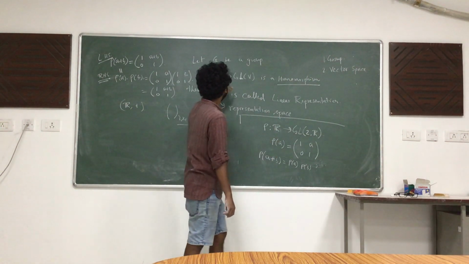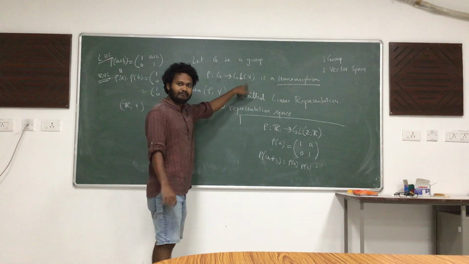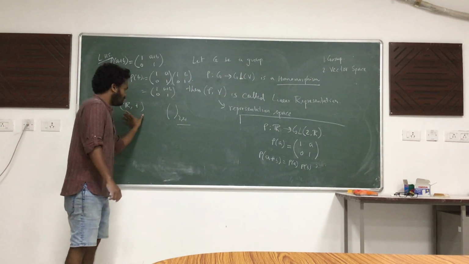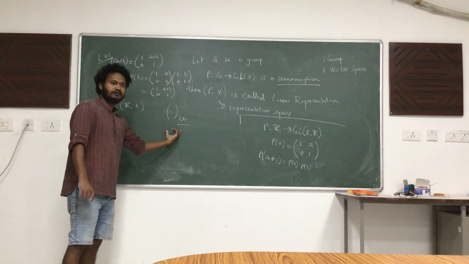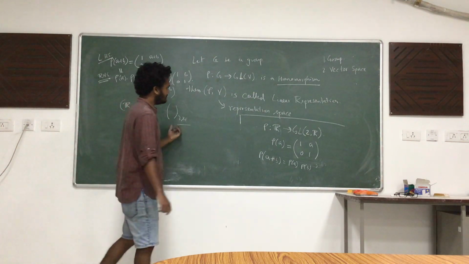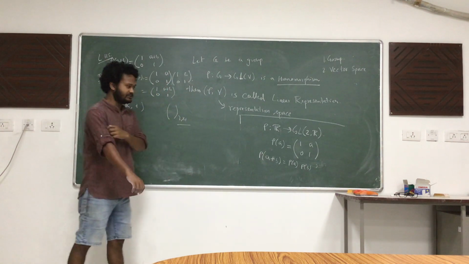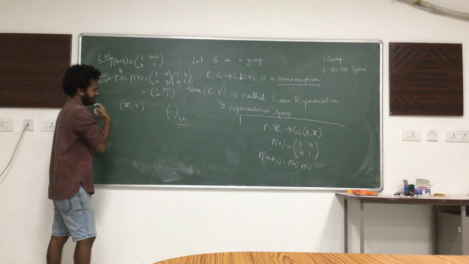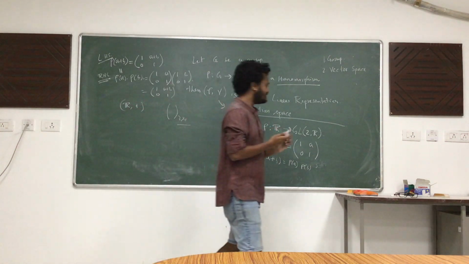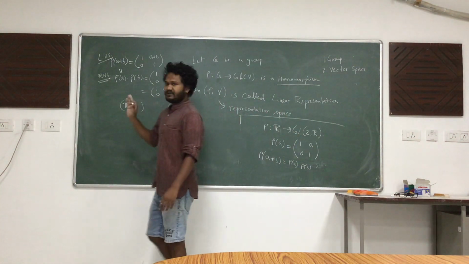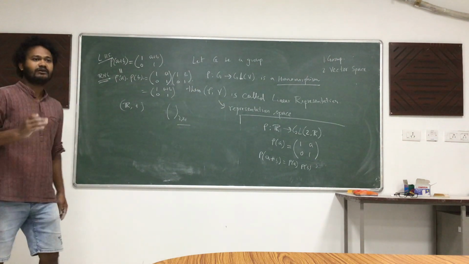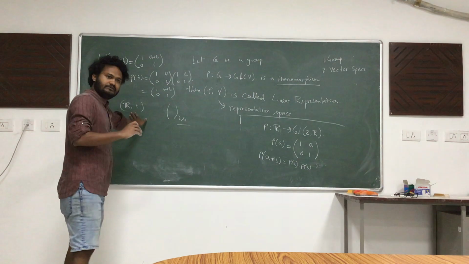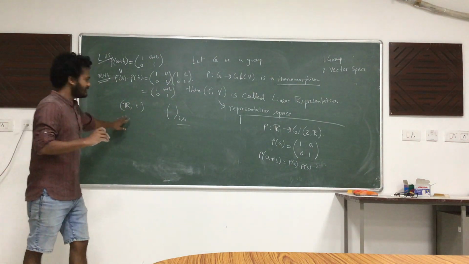And we checked that we can give a map from this group to the two-dimensional general linear group. So this is another representation, the two-dimensional representation. This will be called a two-dimensional representation of R plus. Okay.